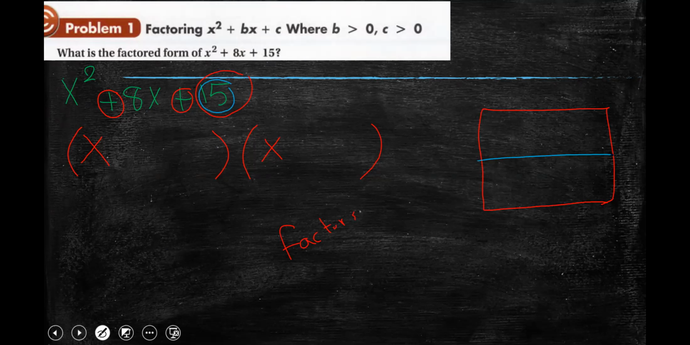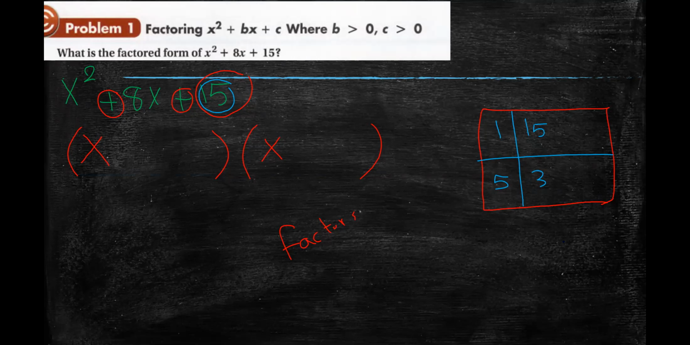What are the factors of 15? It will be 1 times 15 and 5 times 3. If you multiply 1 times 15, you will get 15. And if you multiply 5 times 3, you will get 15.